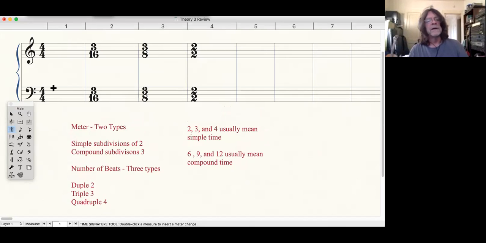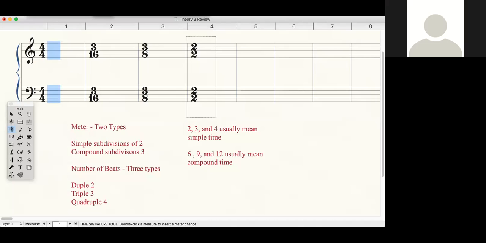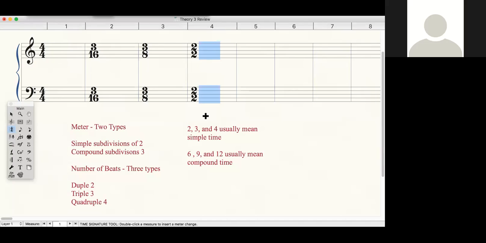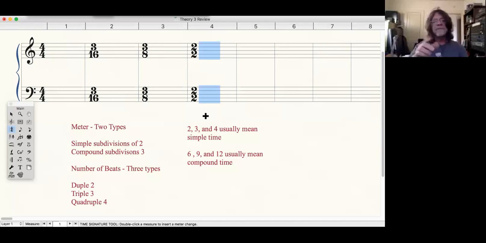But let me just ask you this. If there's 4 quarter notes in this 4/4 right here, then there's 4 quarter notes in 2/2. What is the difference? Is there a different way you count it? Yeah, that's right. A different way how you count it.